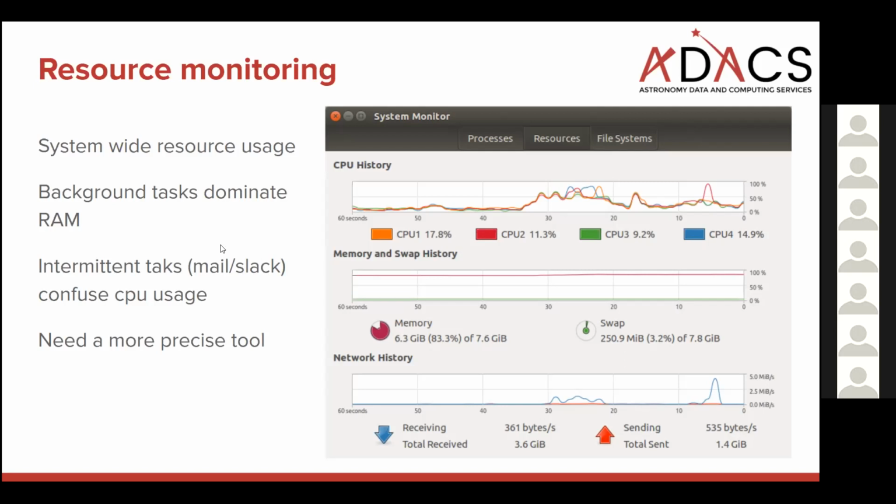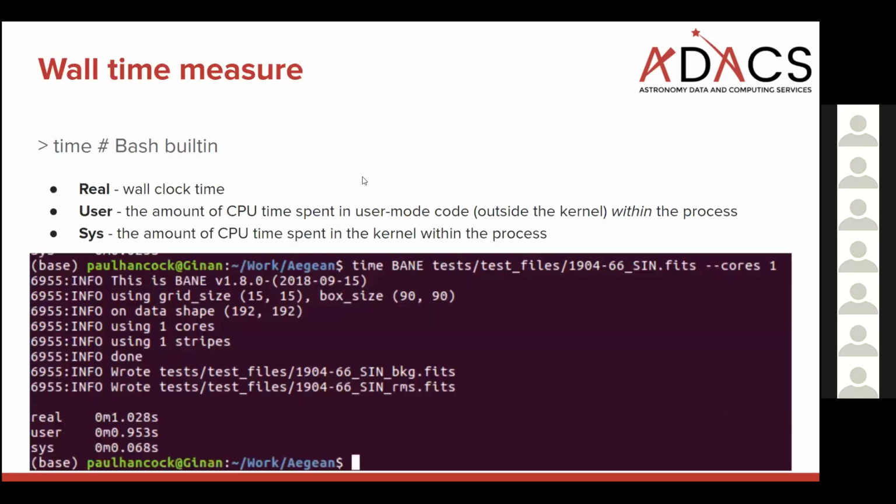Okay. All right, so super basic resource monitoring. We can get a wall time measure. This is just telling you how long the program took to run, not how many resources it used, but just how long it took to run. There's a bash built-in called time, which you can just prepend to any program that you want to run. And it will tell you after the program has run how much time it took.